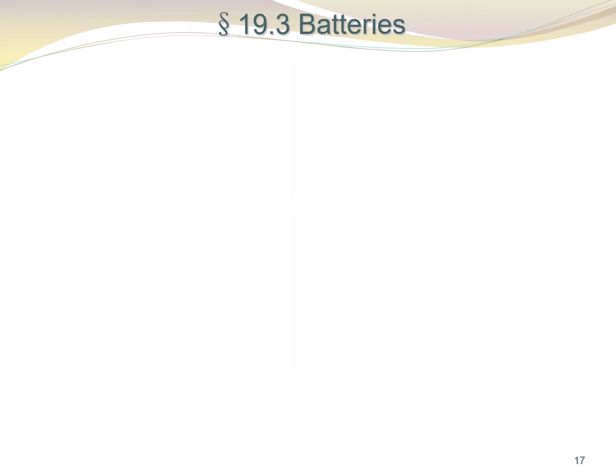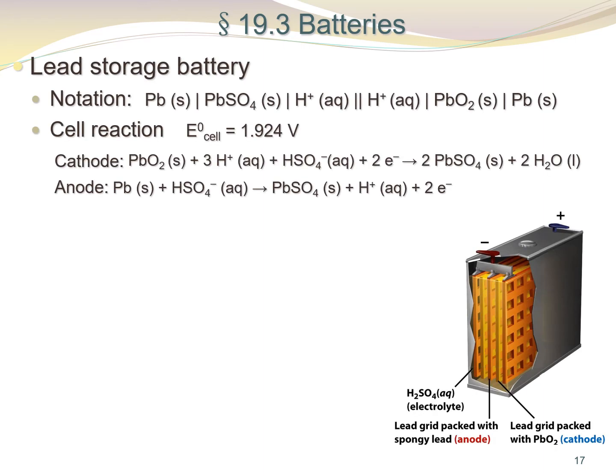Now let's look at some of the applications of electrochemistry we have discussed so far, especially batteries. In this lecture, we're going to discuss 4 types of batteries. The first battery is called a lead storage battery, and you probably already recognize this is the battery we use in our vehicles, most of our vehicles.